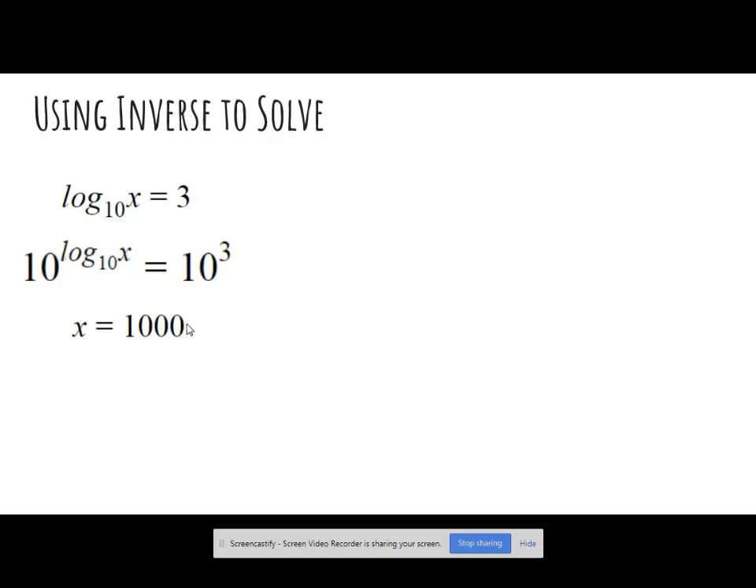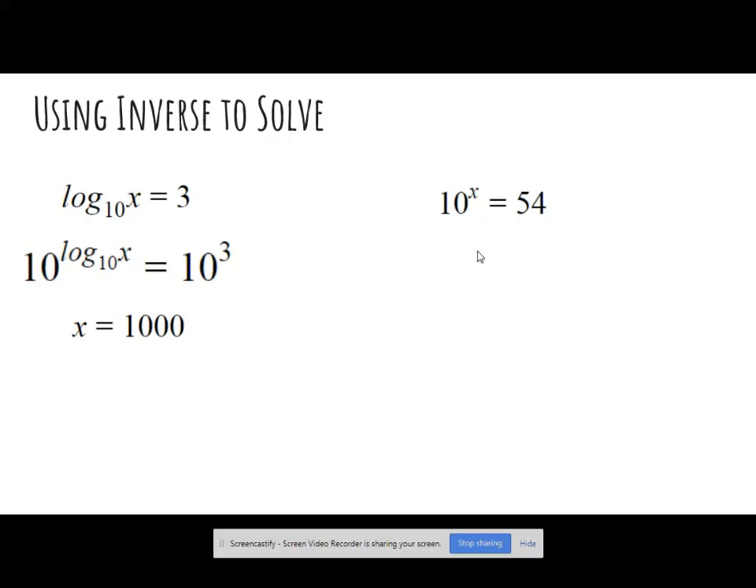That might seem like a more complicated way than is necessary, but sometimes we don't know what the answer is. So let's take this example, 10 to the power of x equals 54. I know 10 to the 1 power is 10. I know 10 to the 2 power is 100. 54 is somewhere in between, some decimal. I have no idea what it is.